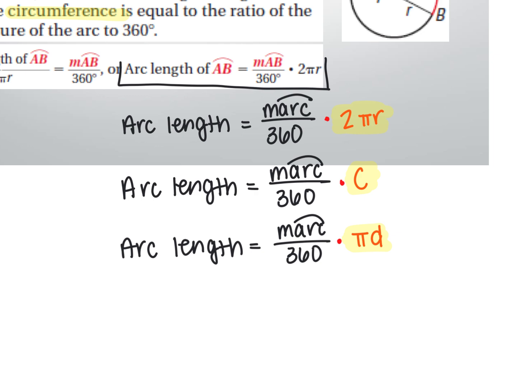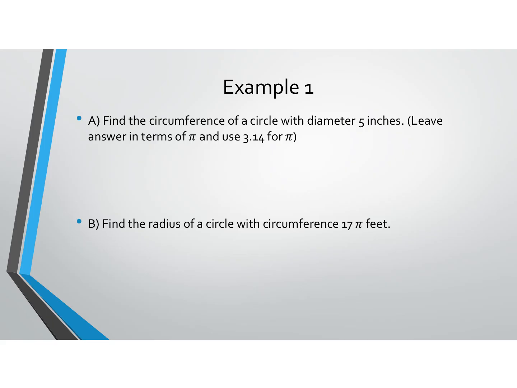So this is where most students get confused. This doesn't make sense. What am I doing with it? In the examples, I'm going to write one of these. I'm either using, again, the one with the radius, the one with the circumference, or the one with the diameter to solve for what's given. So let's go ahead and look at the examples and see what we need.